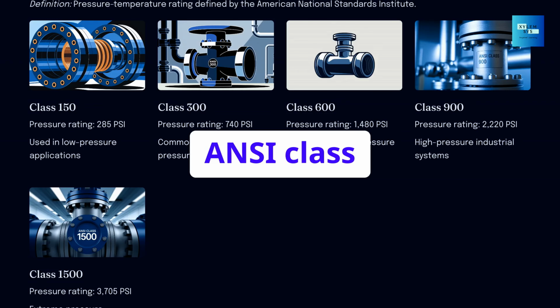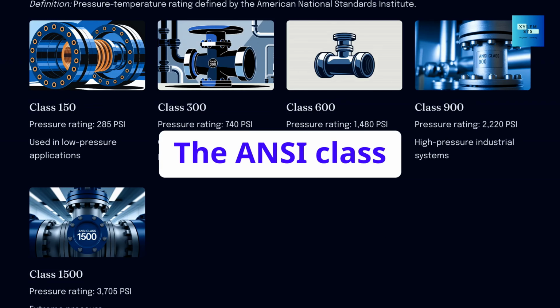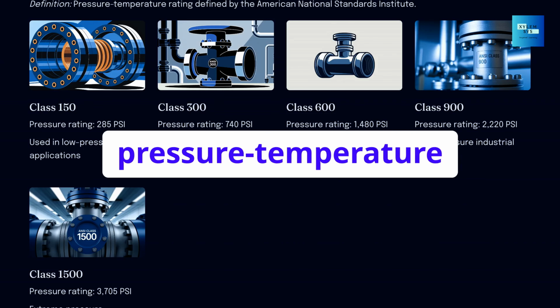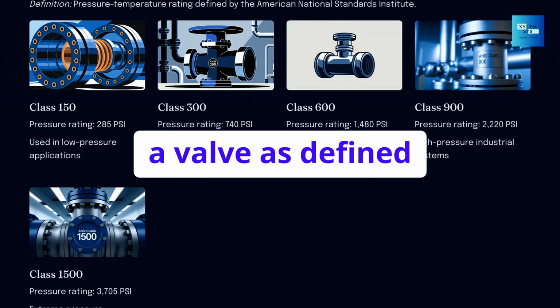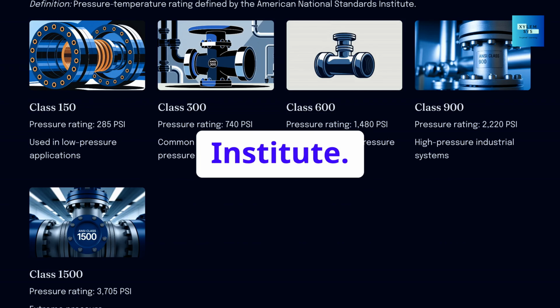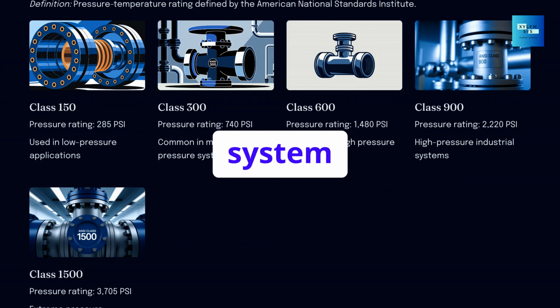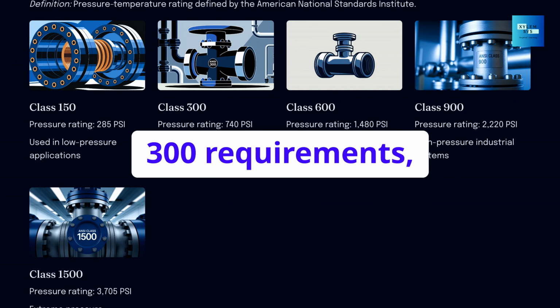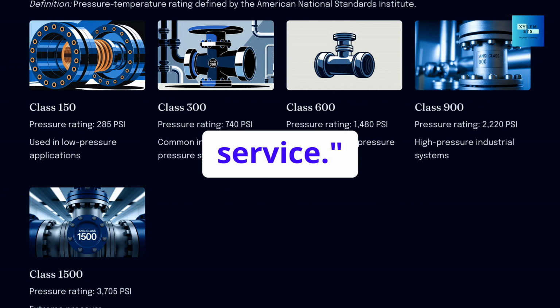13. ANSI class rating. The ANSI class rating denotes the pressure temperature capacity of a valve as defined by American National Standards Institute. It ensures the valve matches system requirements. The selected valve meets ANSI Class 300 requirements, making it suitable for high-pressure steam service.